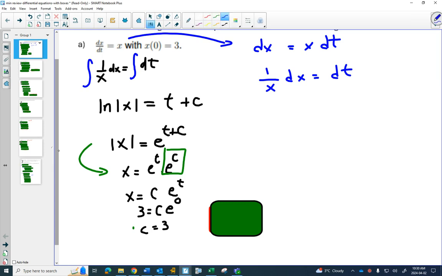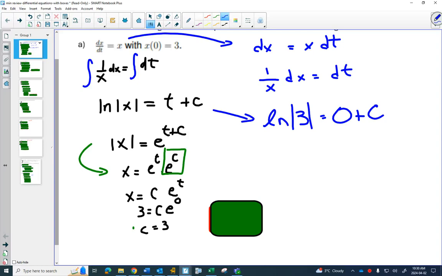Okay? Would it have been wrong to plug in things earlier? You would have natural log of 3 equals 0 plus c. Is it wrong to have plugged it in earlier? No. You're going to find out you're going to be able to solve the same thing.